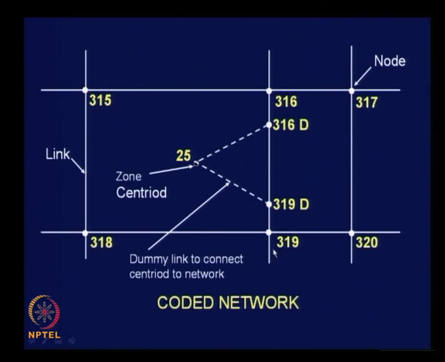Similarly here, instead of 319 you name it as 319D. D stands for dummy. So this is how we need to give node numbers for the network, particularly when you connect zone centroids. Clear?